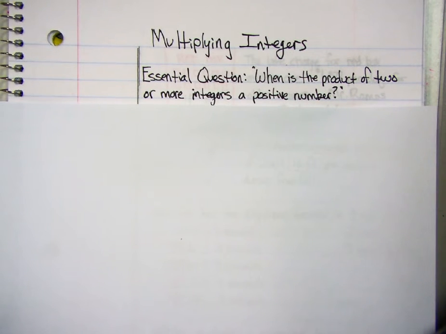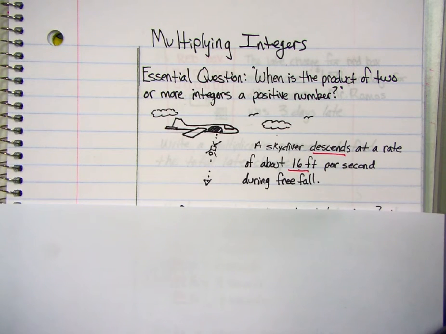All right, today's video is on multiplying integers. Essential question: when is the product of two or more integers a positive number? Let's get started with a couple of word problems so you can kind of see how we would apply this stuff.